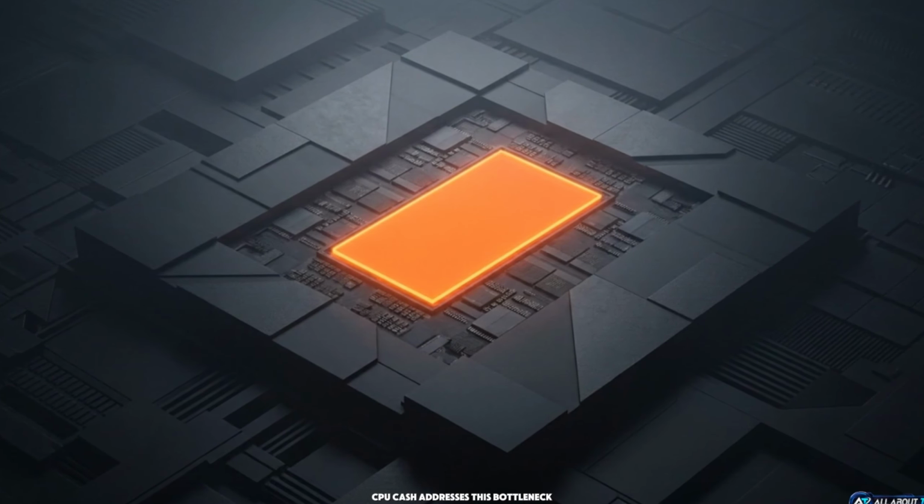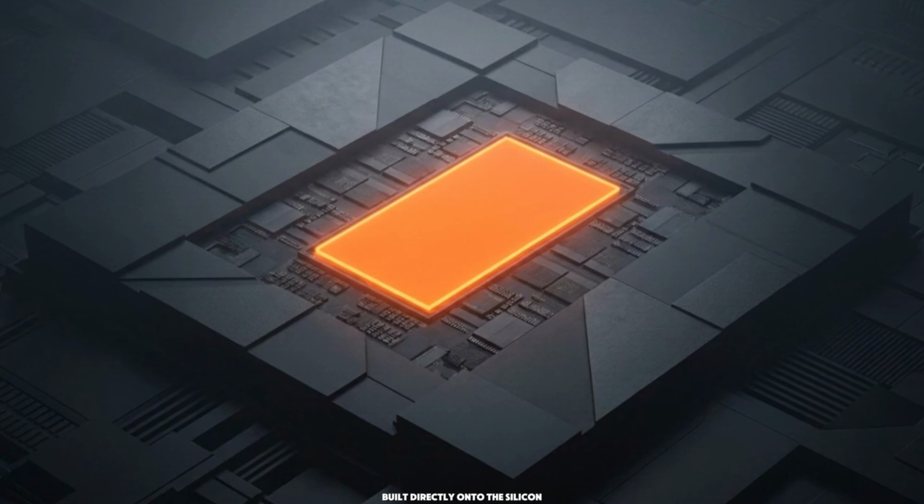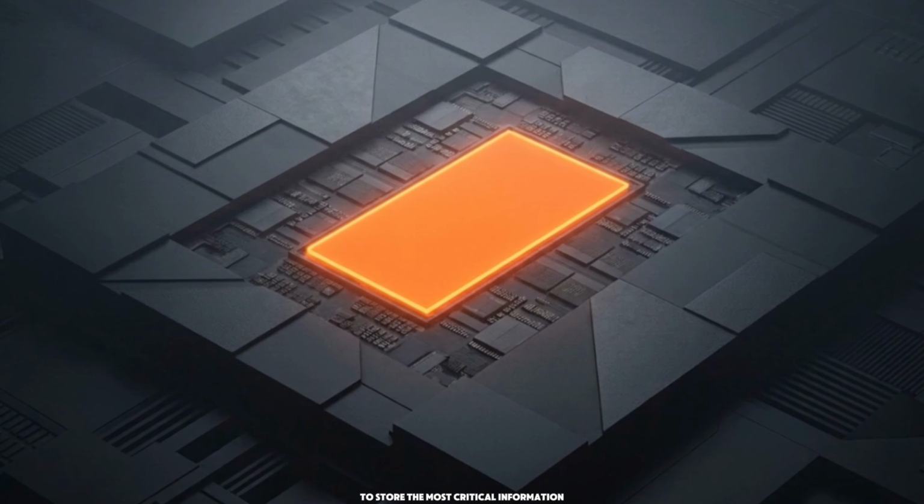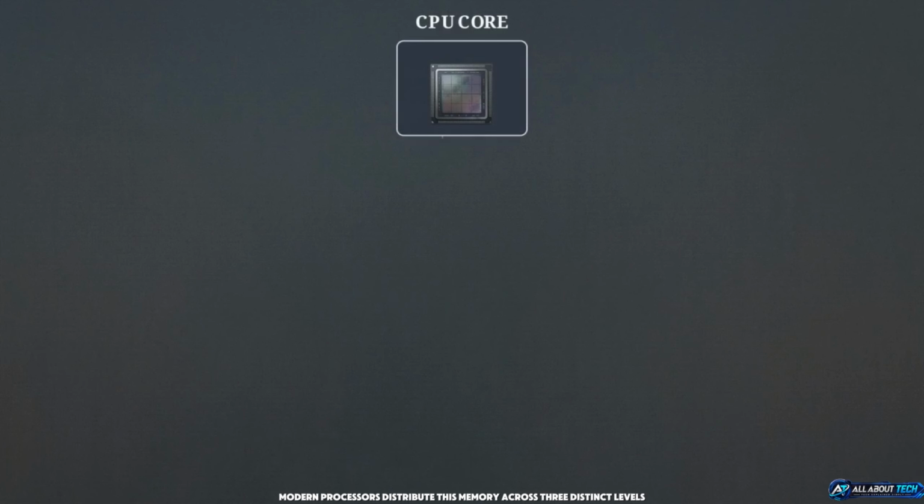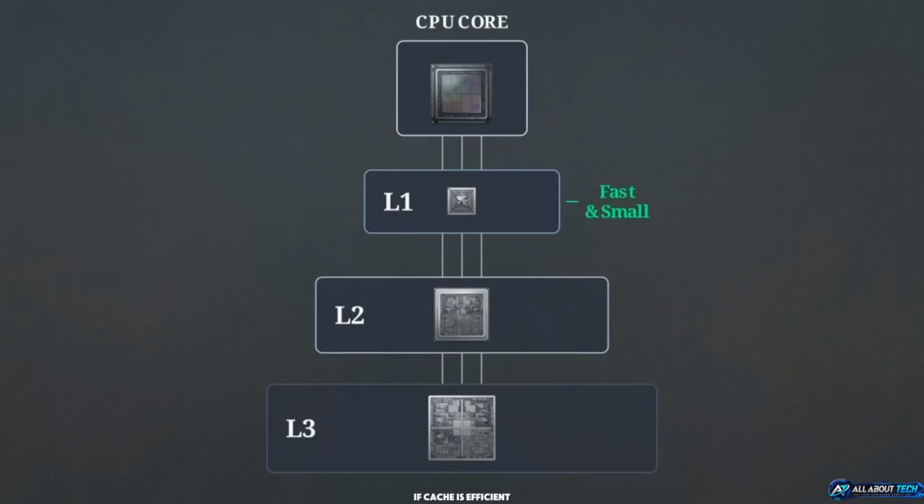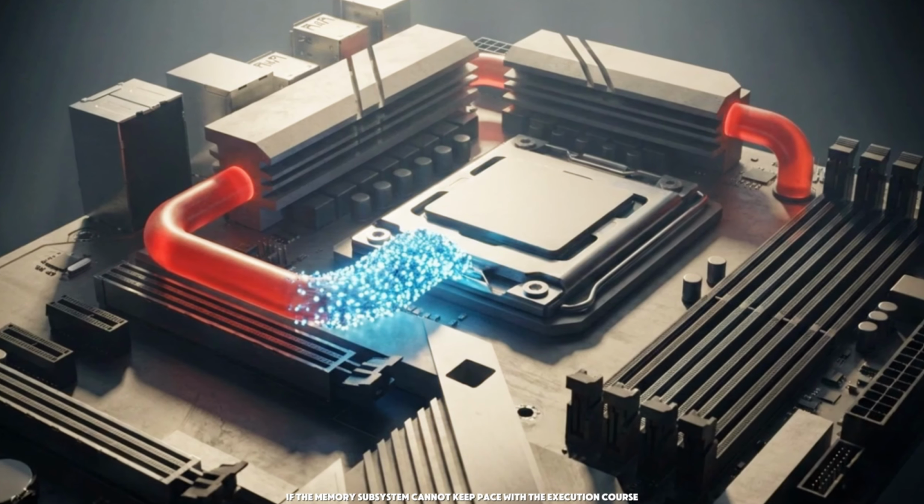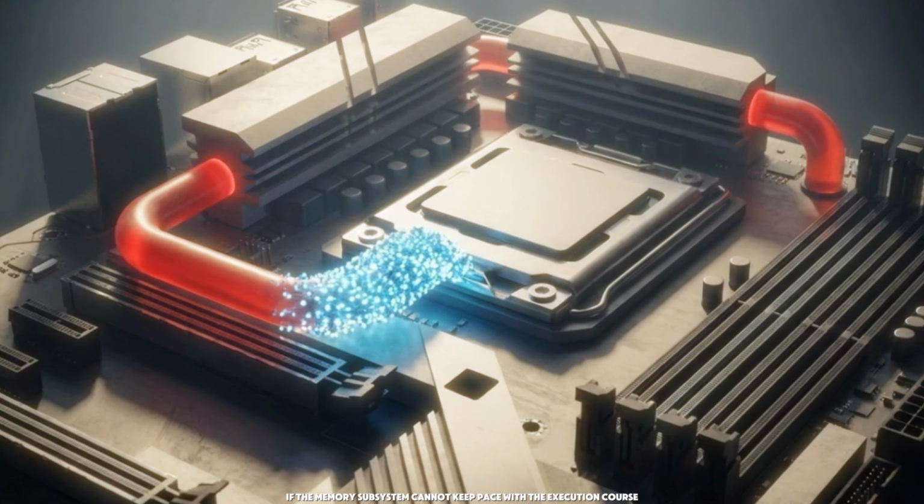CPU cache addresses this bottleneck. It is a layer of ultra-fast memory built directly onto the silicon to store the most critical information. Modern processors distribute this memory across 3 distinct levels: L1, L2, and L3. If cache is efficient, dividing it into 3 separate tiers suggests a complex physical trade-off. Raw processing power is ineffective if the memory subsystem cannot keep pace with the execution cores.